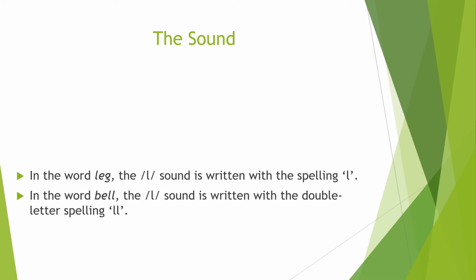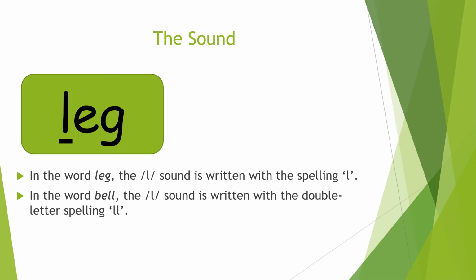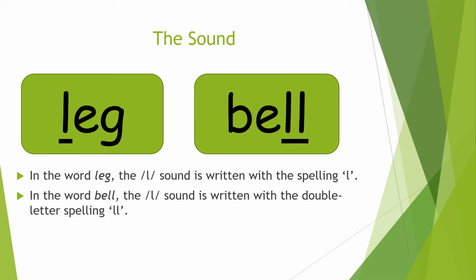Let's try another. Take a look at this word. This word is leg. In the word leg, notice that there is only one L. The ul sound is written with the spelling L. Take a look at this word. This is the word bell. In the word bell, the ul sound is made with two L's. So you only hear the ul sound one time. It's written with the double letter spelling LL.